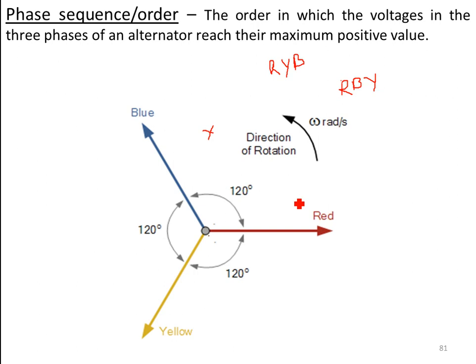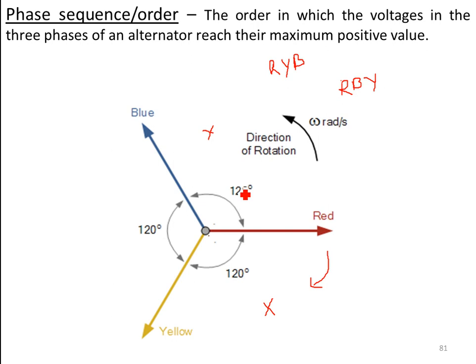Similarly, if I am connecting in RBY phase, what happens is that RBY means you have to rotate the phasor diagram in the clockwise direction, and the point X is here. So which comes first? R comes first, then after that blue, then comes yellow. Okay, that means you can reverse the direction of rotation of the phasor by just varying the phase sequence. Okay. So hope you understood phase sequence.